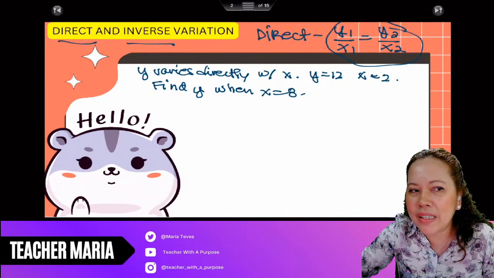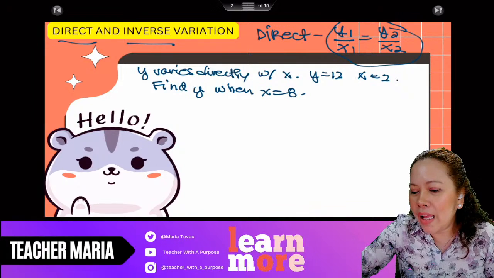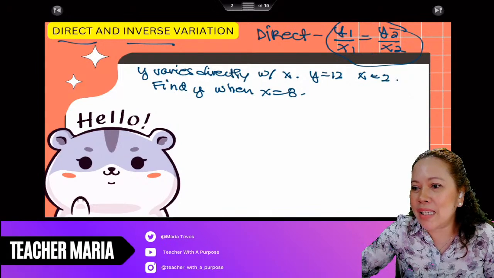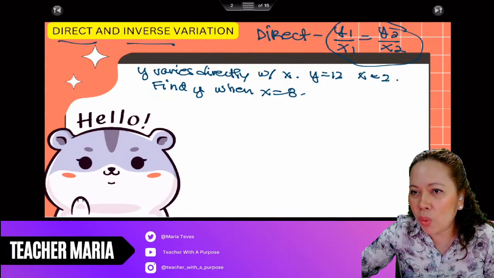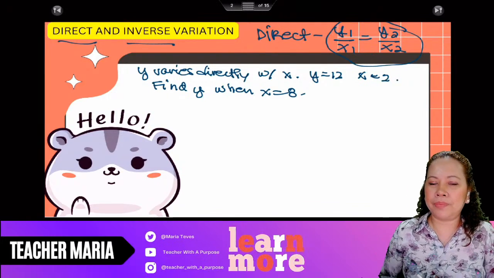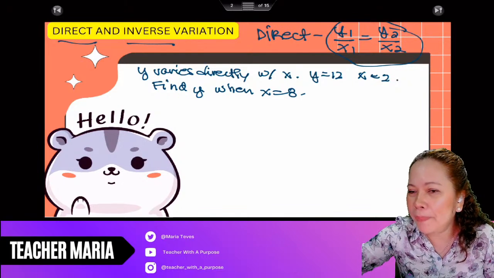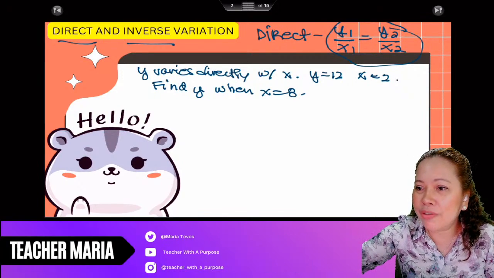So y varies directly with x. When y is 12, x is 2. Find y when x is 8. So what is the first step? The first step is to find.